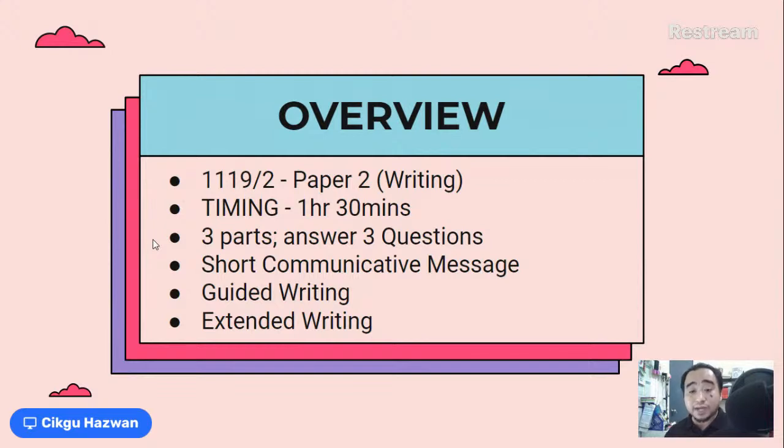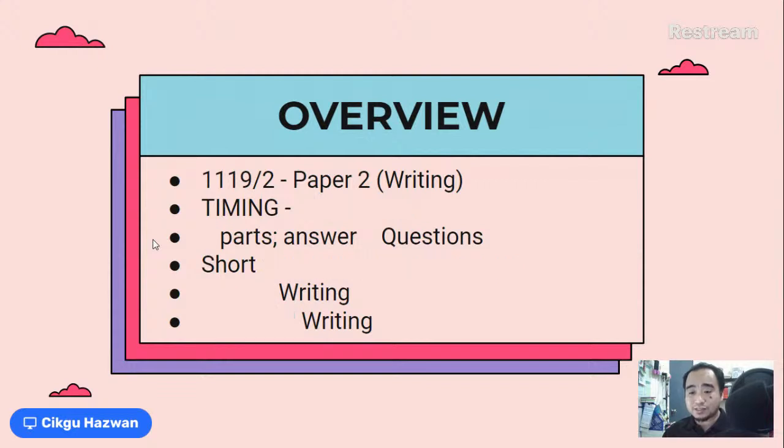Just bear in mind, if you have any question during the session, you can just type in the chat box, and I will try my best to look at the question. If I miss the question, please retype it so that I can browse through the chat and get back to you. Okay, so this is the overview of the paper.